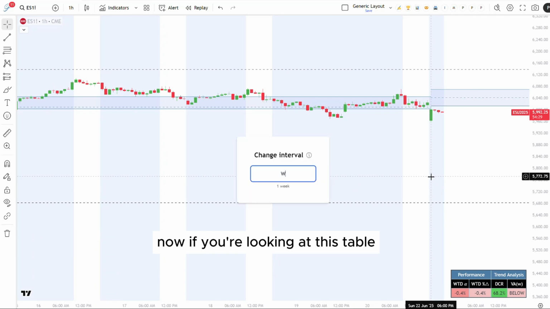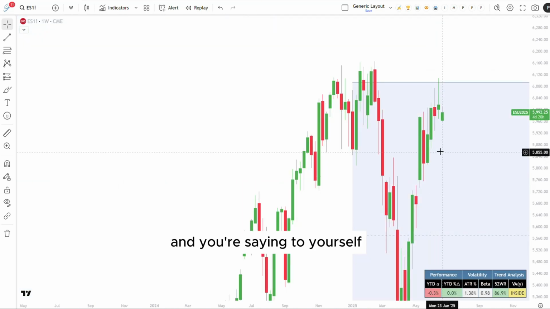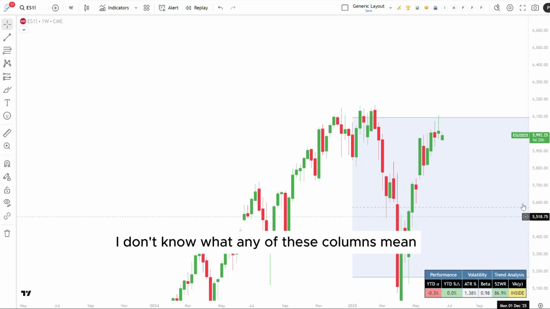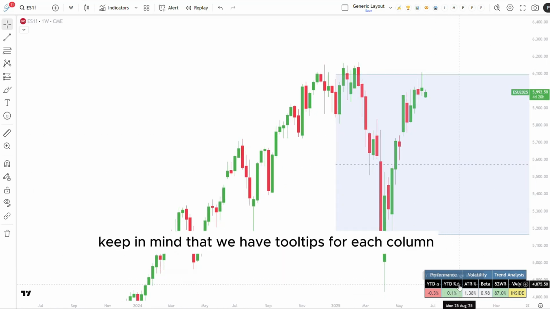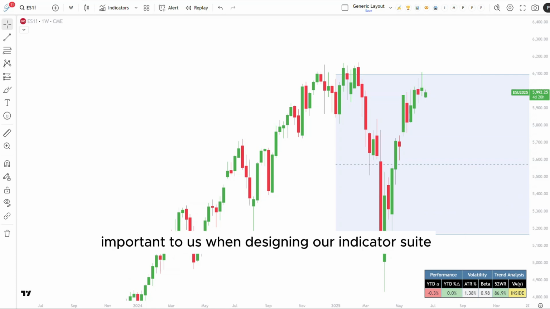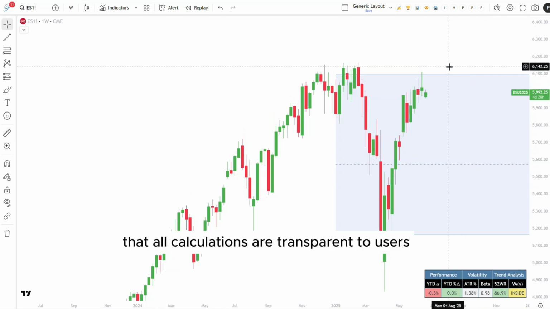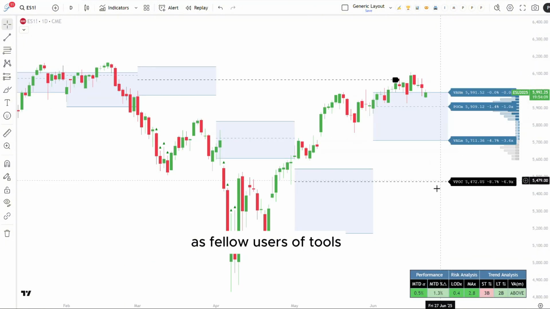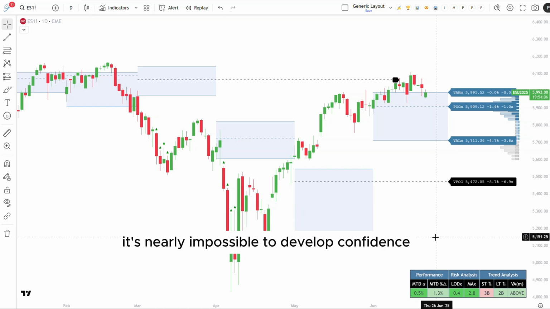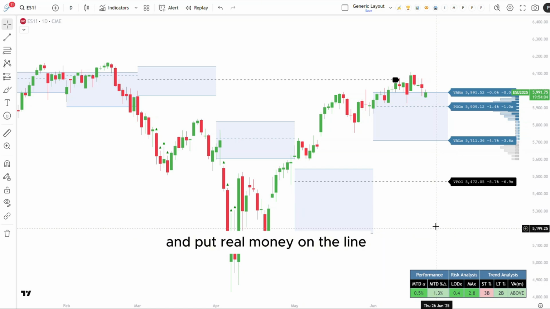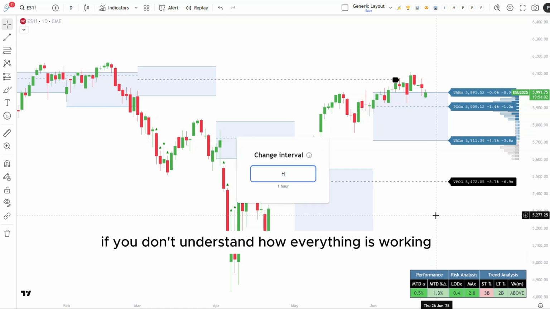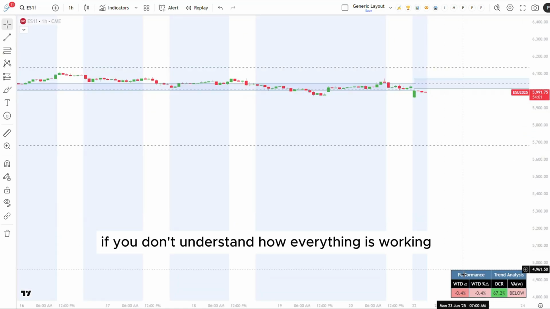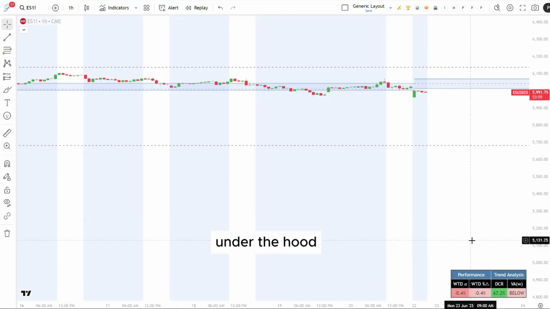Now, if you're looking at this table and you're saying to yourself, I don't know what any of these columns mean, keep in mind that we have tooltips for each column. It was important to us when designing our indicator suite that all calculations are transparent to users, because in our shared experience as fellow users of tools, it's nearly impossible to develop confidence and put real money on the line if you don't understand how everything is working under the hood.